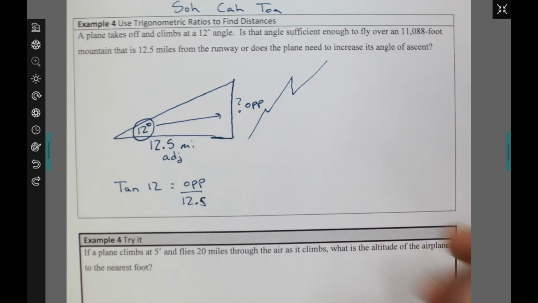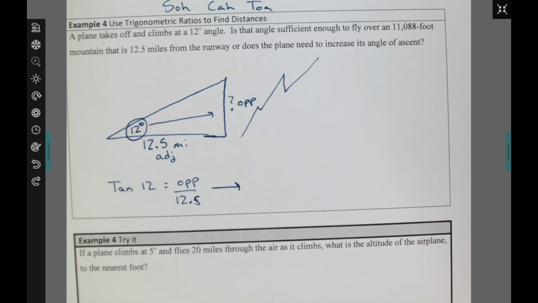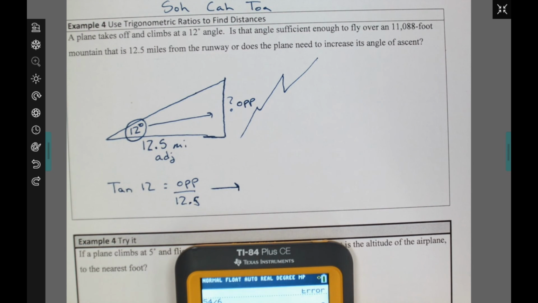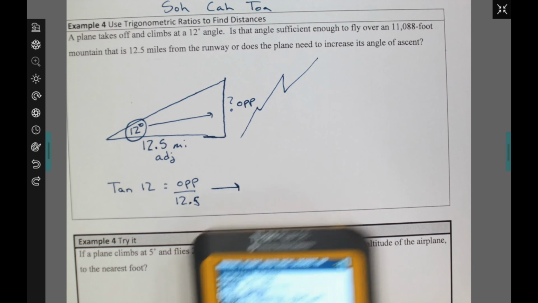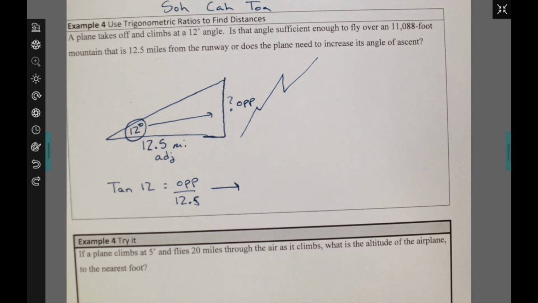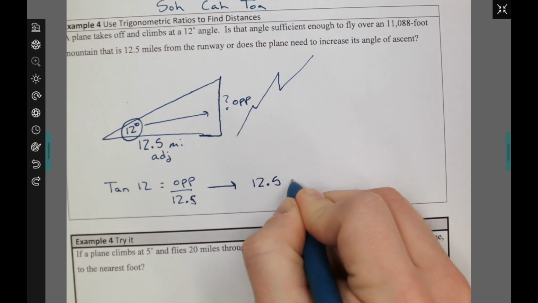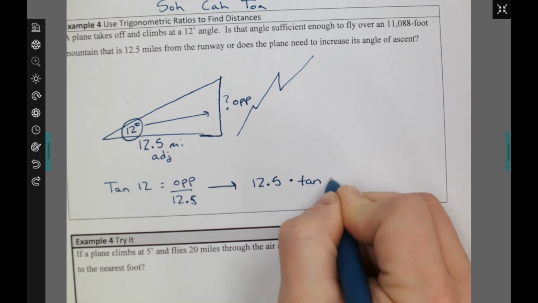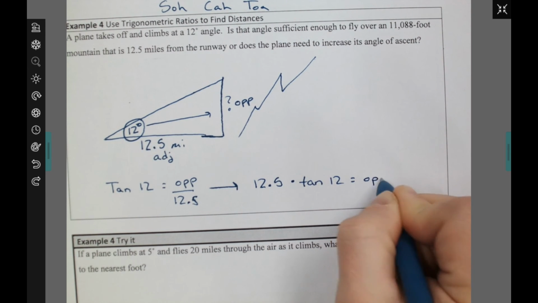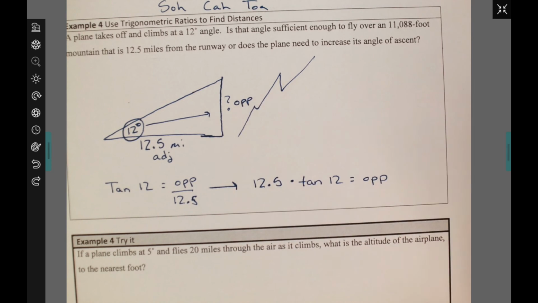Okay, from here, we need to solve for the opposite side. So the way we're going to do this is on the calculator. Make sure that you are in degree mode. So on the yellow, you go ahead and mode, make sure you're in degree. And then from there, if I want to solve for opposite, I need to multiply the 12.5 up top. So you're going to have 12.5 times the tangent of 12 equals my opposite side. Okay, so we go ahead and do 12.5 times the tangent of 12. And we're going to get 2.66, we'll say is our answer.